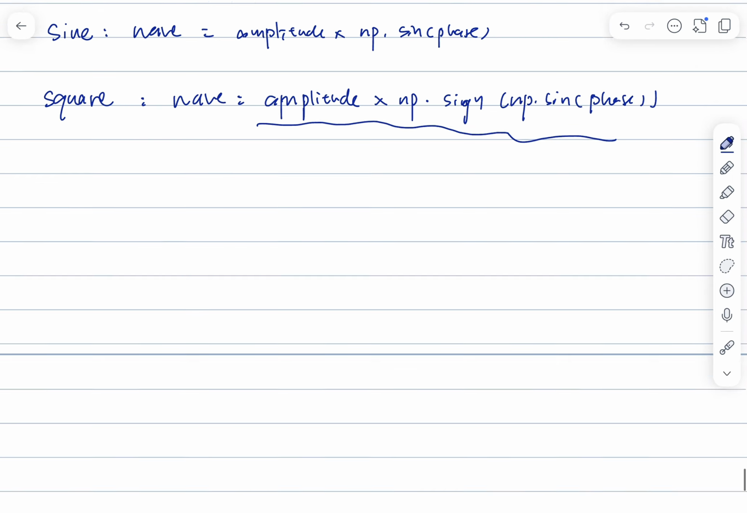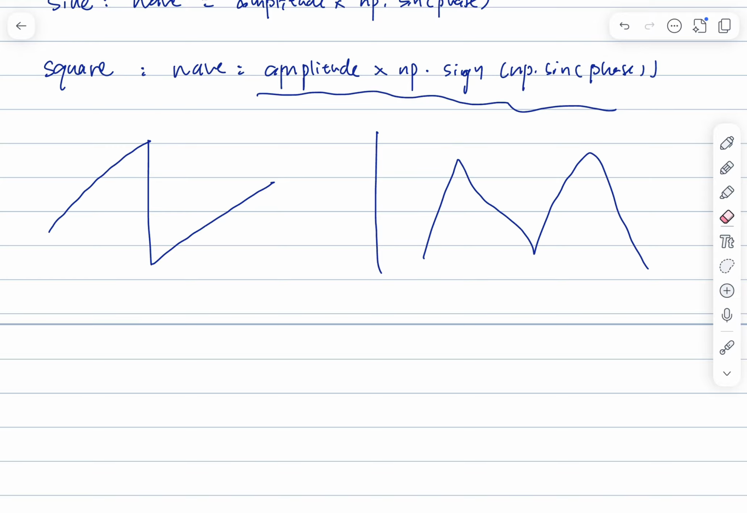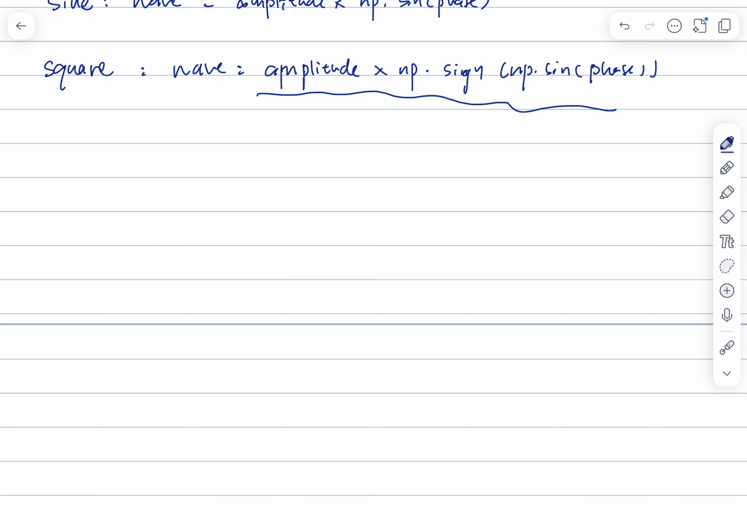And then a sawtooth wave. A sawtooth wave is like this, and it's different from a triangle wave, which is like that. A sawtooth wave is a little bit more complicated. It goes all the way up to the highest value, and then it drops all the way down to the lowest value, and then it goes up again.